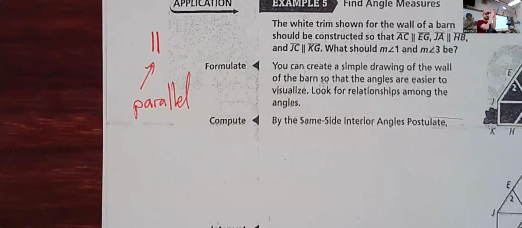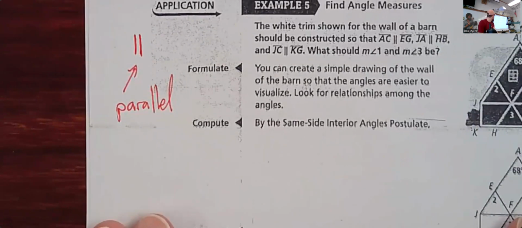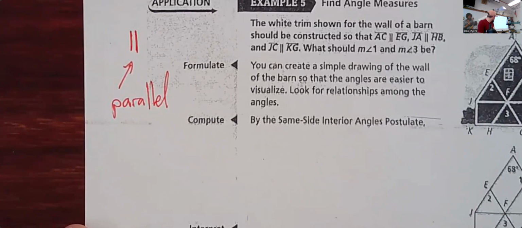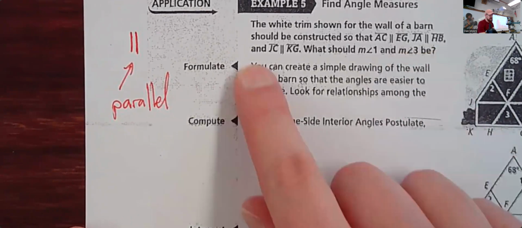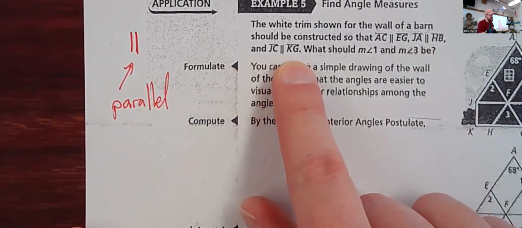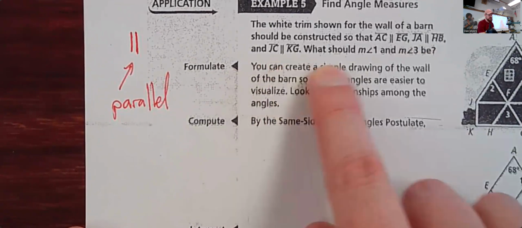If you see double lines in between sets of letters, it's just saying that 2 segments or 2 lines are parallel to each other. That just means parallel. So the white trim shown on the wall of a barn should be constructed so that segment AC is parallel to segment EG, segment JA is parallel to segment HB, and segment JC is parallel to segment KG. What should the measure of angle 1 and the measure of angle 3 be?